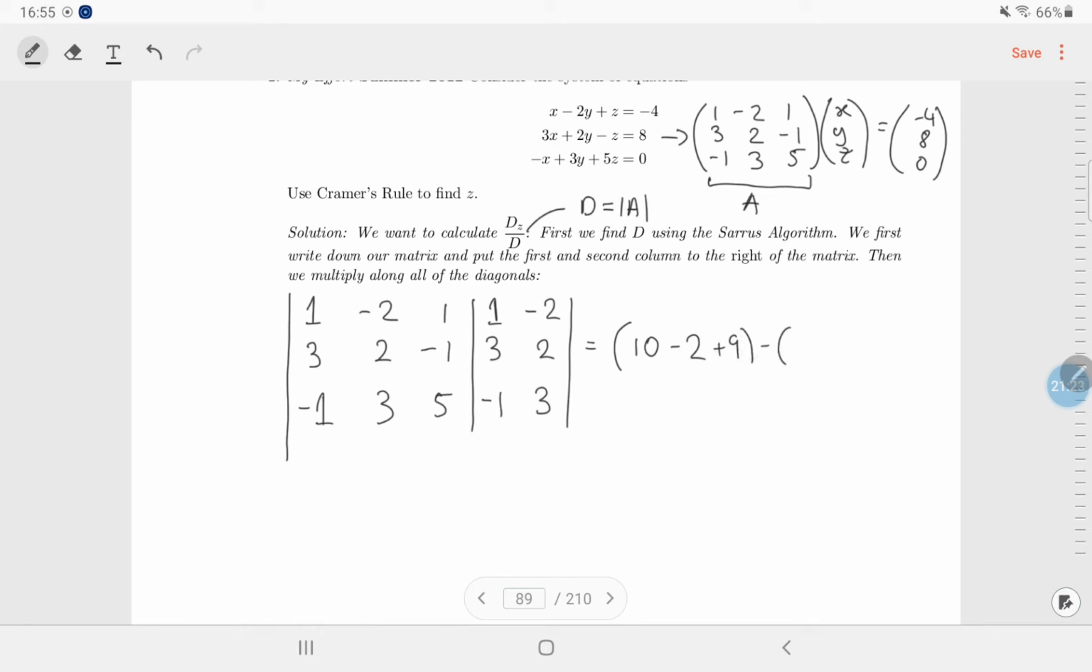Take away. Coming back the other way, the first one, minus 2 by 3 by 5 is minus 30. 1 by minus 1 by 3 is minus 3. And 1 by 2 by minus 1 is minus 2. I'll tidy this up a little just to make sure I don't get it wrong. So it's 17 minus, and this looks like minus 35. That's 17 minus minus 35, which is 52. That's the first one.